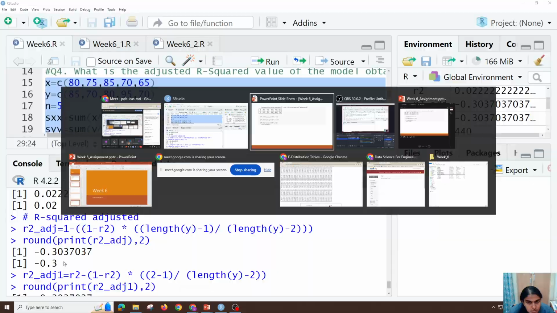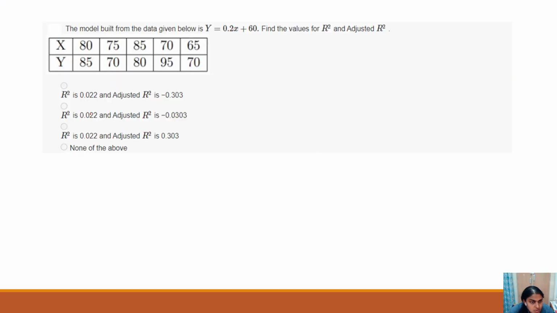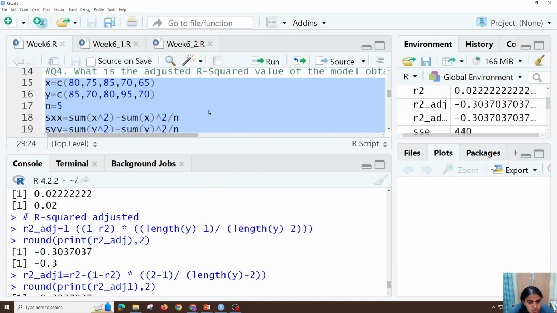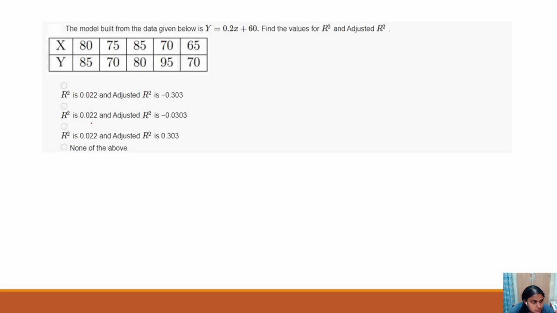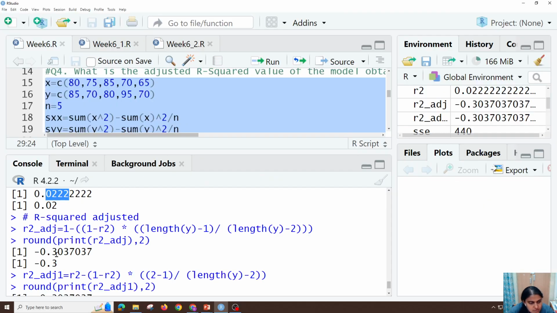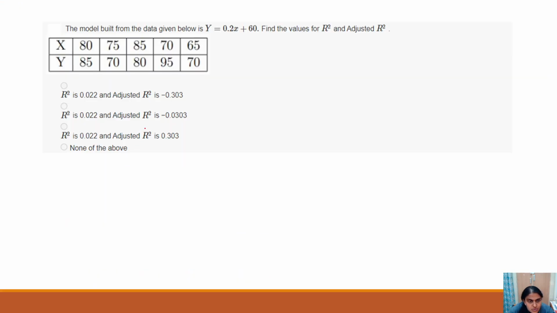So you can see that it's not asked with 2 decimal places. Okay, so you can say R square is 0.022, just look at that, 0.0222 it's going. So 0.022, three of them are having that answer. Adjusted R square is given like -0.0303. So here you can give it as -0.0303. So the answer will be A actually. Karthik, are you clear with the answer?